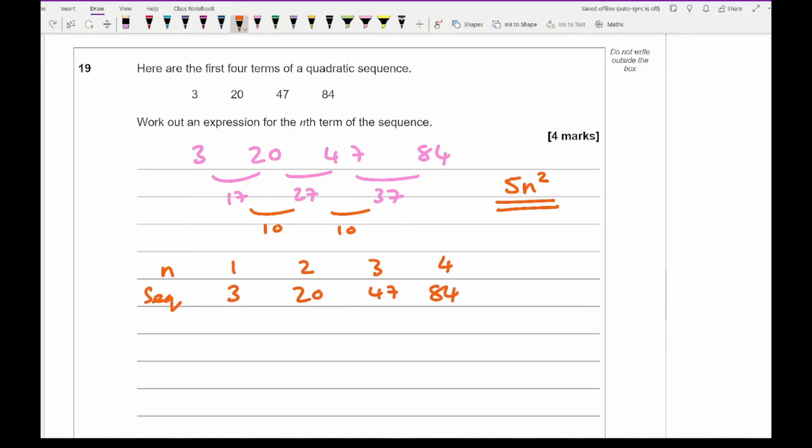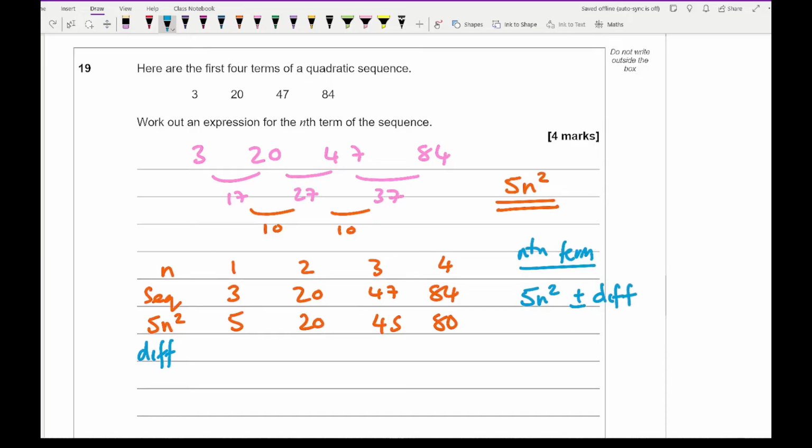Now I know 5n squared's in there, so I'll write 5n squared. Substituting, 1 squared is 1, times 5 is 5, 2 squared is 4, times 5 is 20, 3 squared is 9, times 5 is 45, 4 squared is 16, times 5 is 80. Then what I want to do is work out the difference. Now the nth term is going to be 5n squared plus or minus the difference.